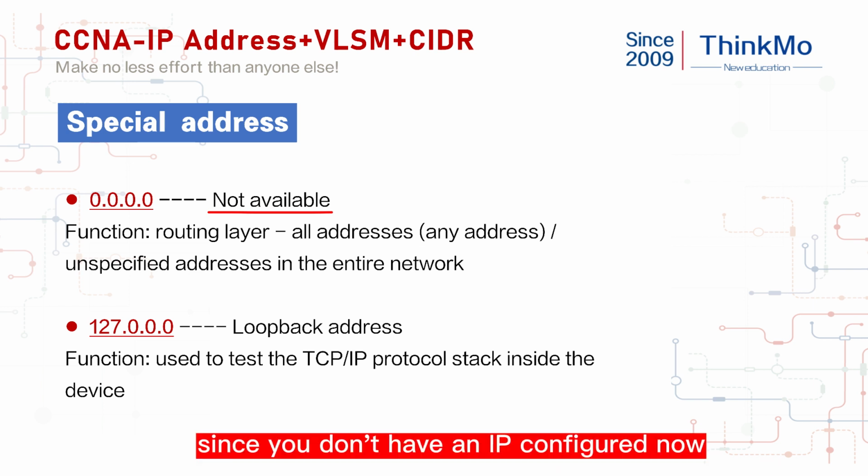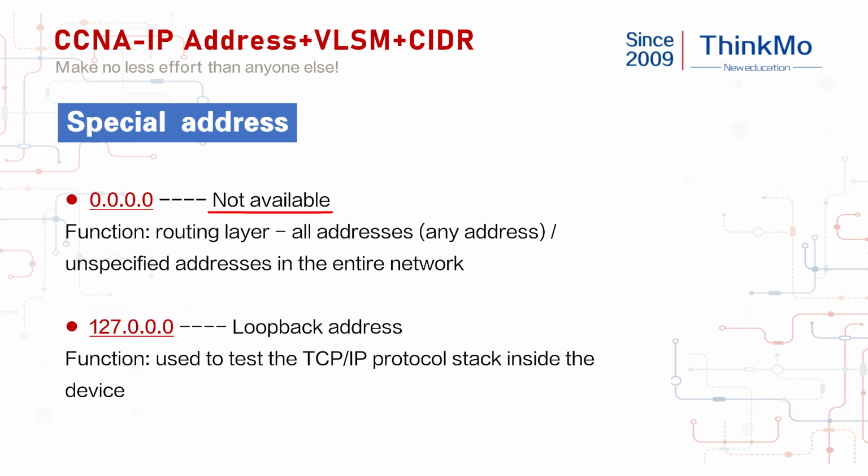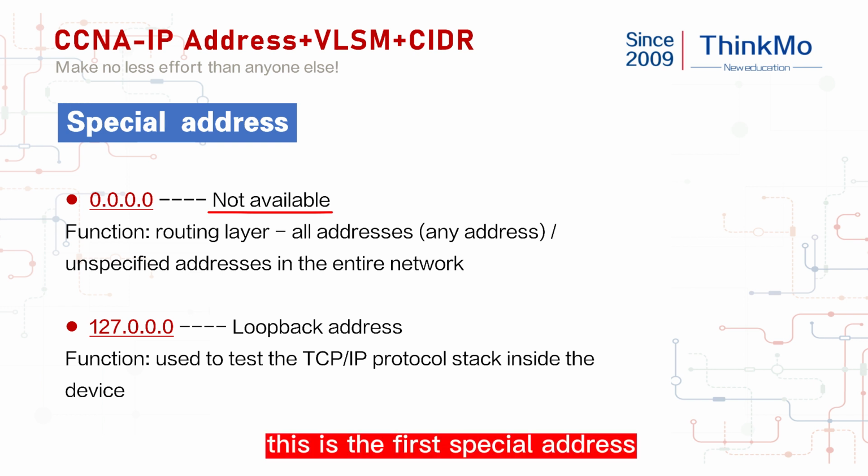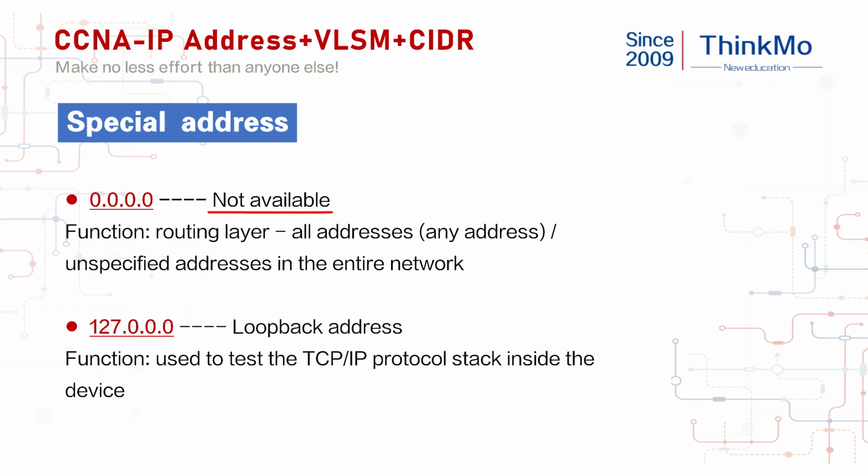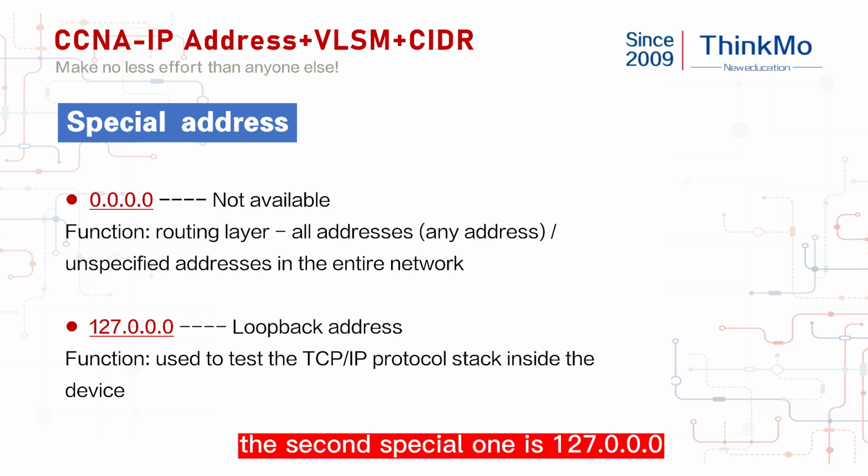Since you don't have an IP configured now, you don't know what IP you are, so you'll go with four zeros. Okay, this is the first special address. Although the four zeros belong to Class A addresses, they cannot be configured. This is rather special.